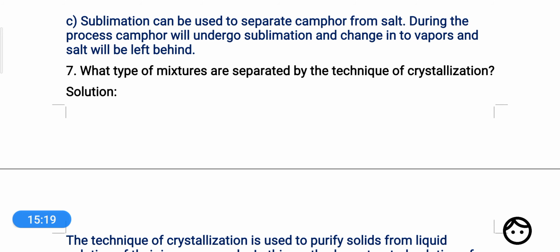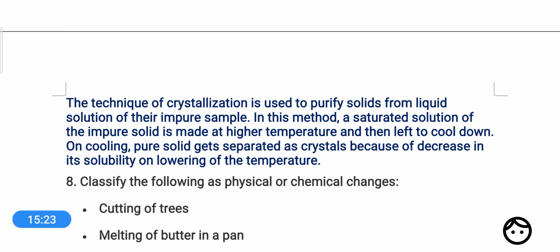What type of mixtures are separated by the technique of crystallization? Okay, so what is crystallization, dear students? The technique of crystallization is used to purify solids from liquid solutions of their impure samples. Suppose that we have an impure sample of crystal of copper sulfate. We have impure sample of copper sulfate.